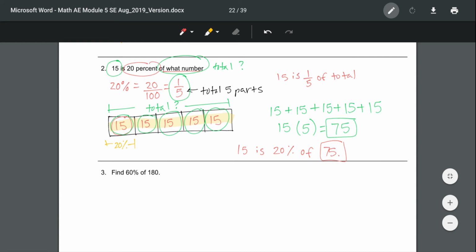Next, number 3, it says find 60% of 180. So now we do know the total is 180, the total value of our bar model. So take 60% and write it as a fraction out of 100. That reduces to, if I divide the top and the bottom by 20, 3/5. So that means that I'm going to take my bar model and create a total of 5 parts.